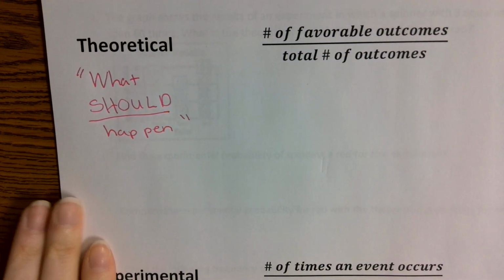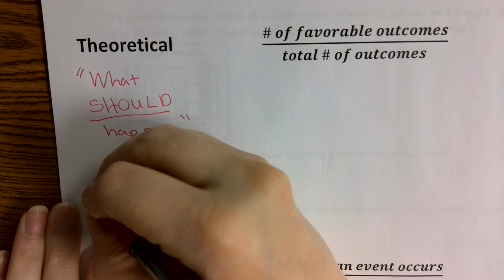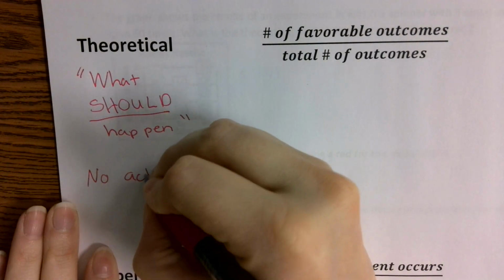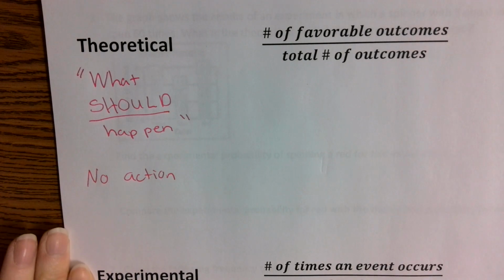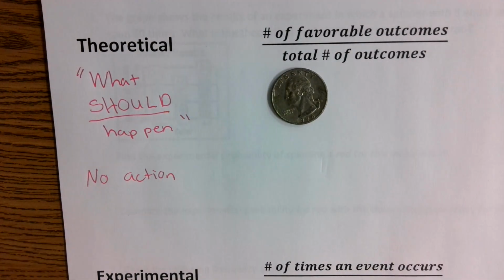Now, real importantly, we also have to understand that there is no action. If I place a coin here and I say, hey, what's the probability of landing on tails? I don't have to actually flip the coin to know that the probability of landing on tails, theoretically, is supposed to be 1/2.